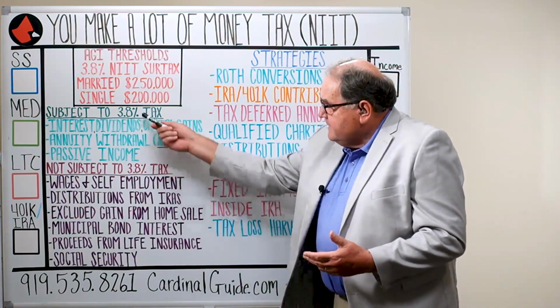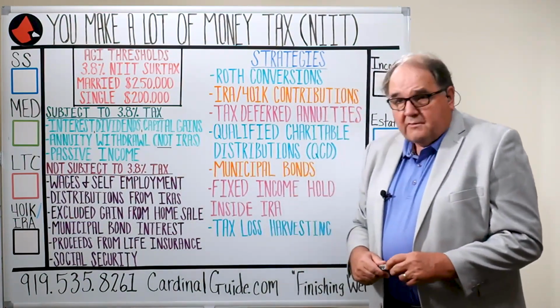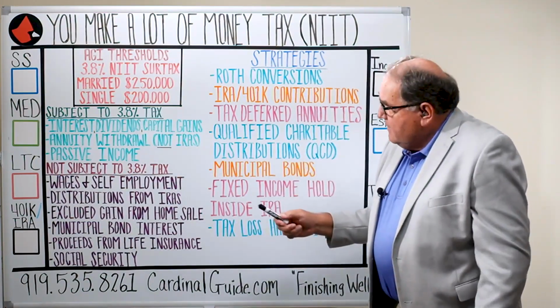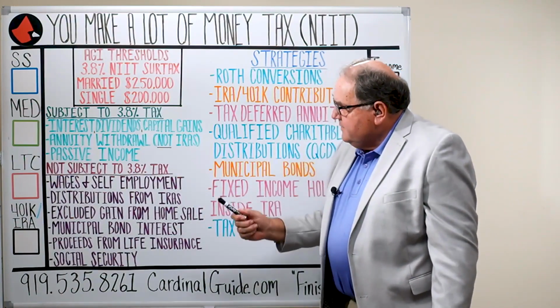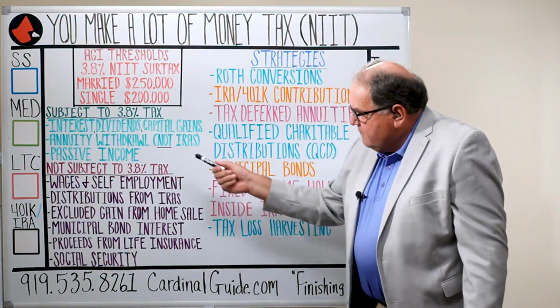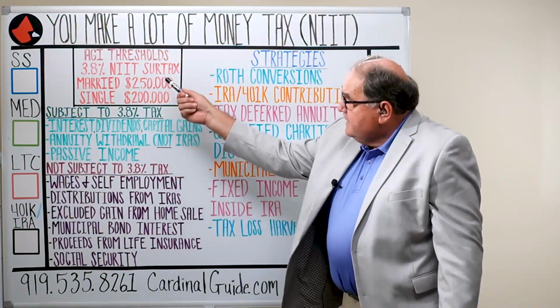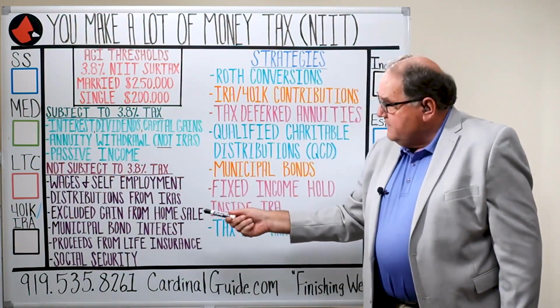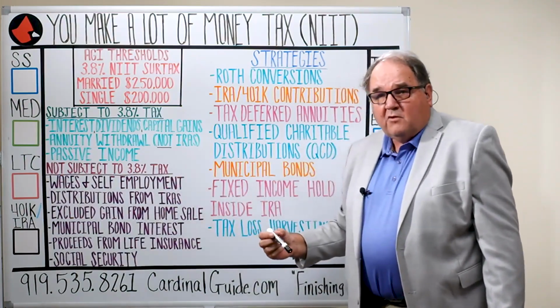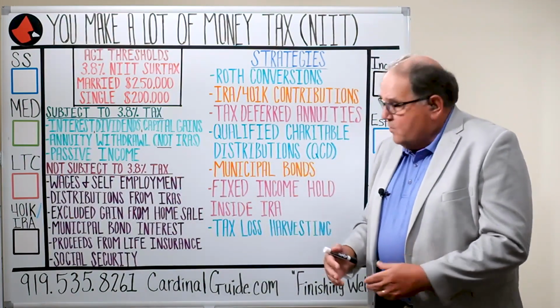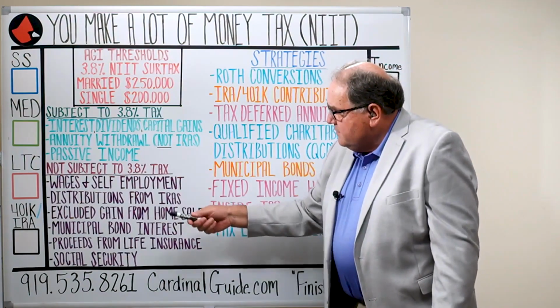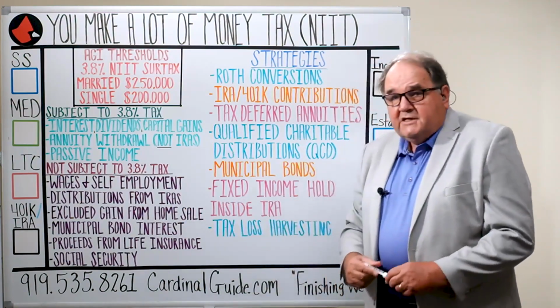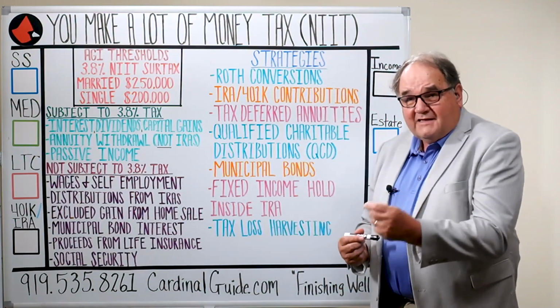Any type of that income is going to be subject to the 3.8% tax. Now, what is not subject to it or excluded from it, now remember, all of these items drive your AGI, but you're not going to actually pay the 3.8% on them, is wages and self-employment. So money you get from work or from a business you own or some type of work you do. Distributions from IRAs are not subject to this.